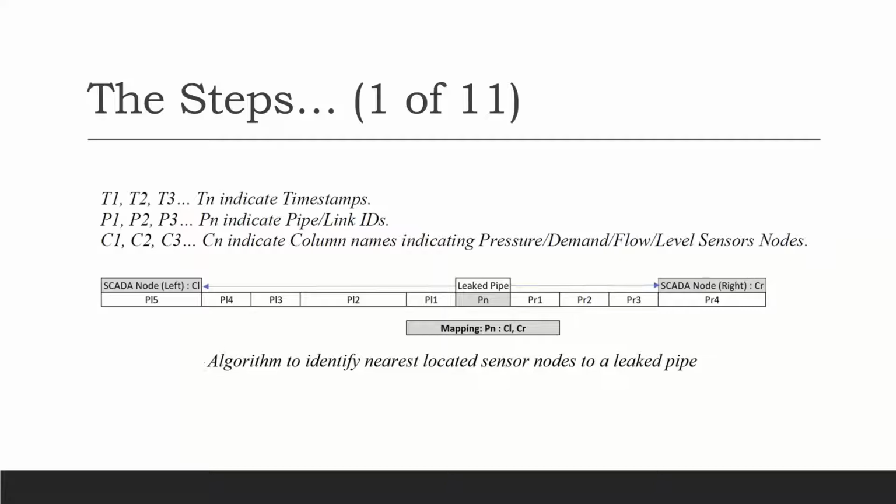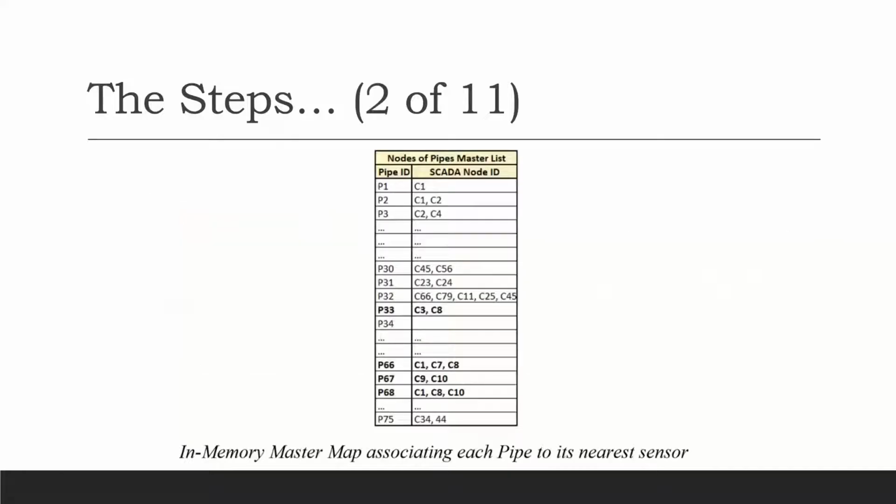We wrote a program in Python which would detect the nearest located sensor at either end of a pipe within the network. For example, in this illustration, for this leaked pipe Pn, which is highlighted in gray, as we propagate to its left and right, we identify the nearest located sensors as CL and CR respectively. And we applied this algorithm to each link within the network to store the mapping of all pipes to their respective nearest located sensors in memory, in what we call the in-memory master map.